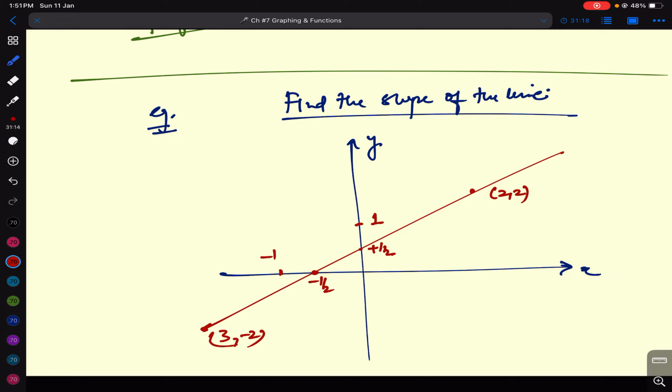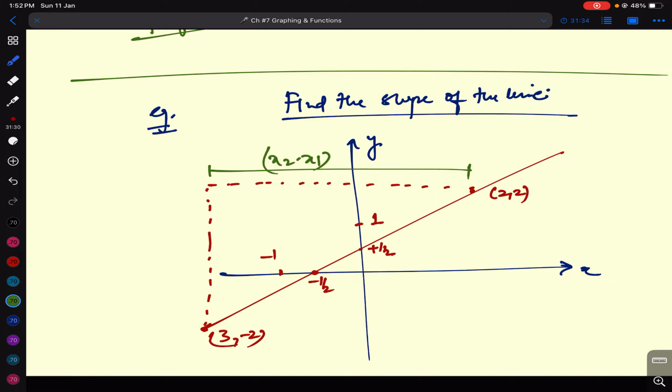Okay, now if you see, what is the horizontal difference here, which is x2 minus x1. What is x2 here? So this is your x2, y2. This is your x1, y1. Okay, so what is x2 here? 2. What is x1 here? 3. Sorry, it is -3.